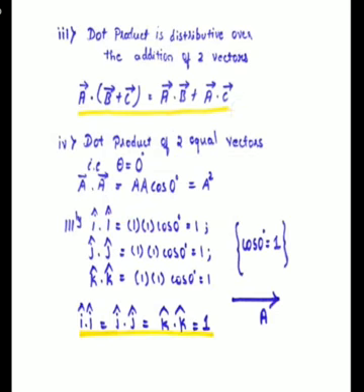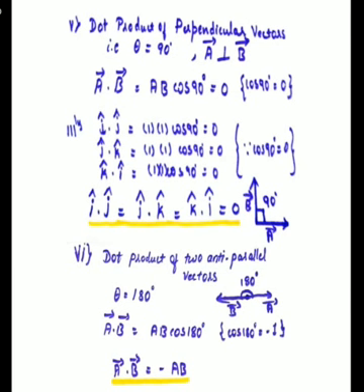It is 0, okay? Now, if we apply that to unit vectors, what happens? I dot I. If it is perpendicular, cos 90 means 0.